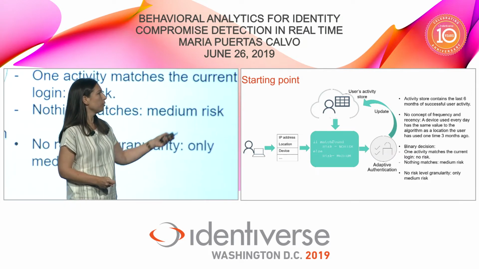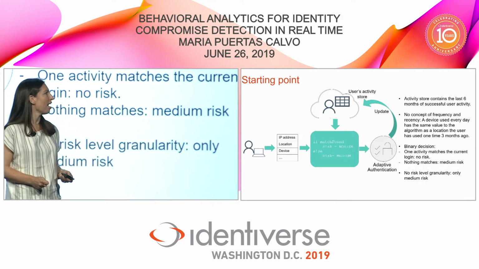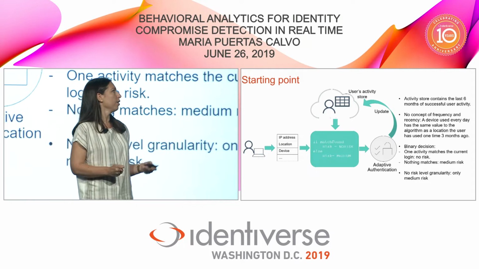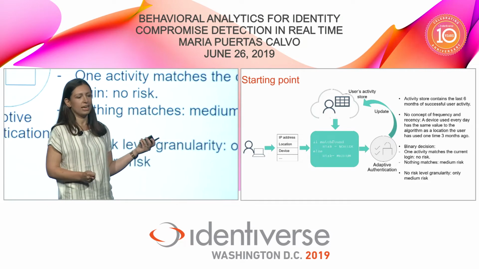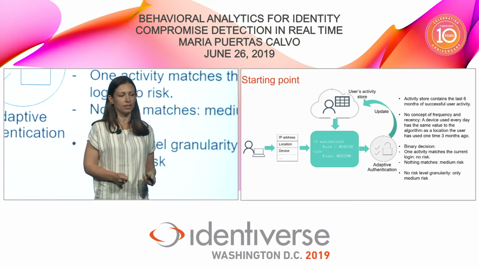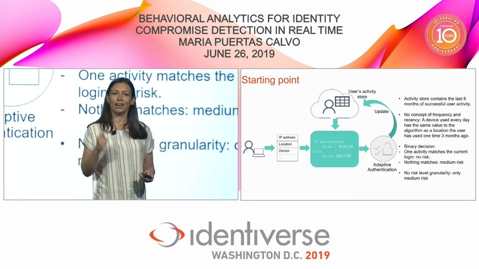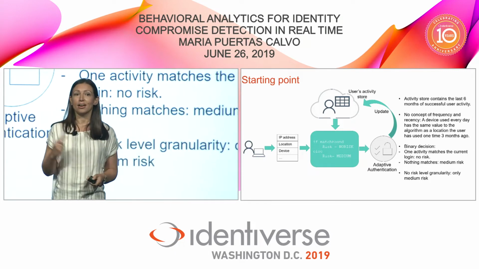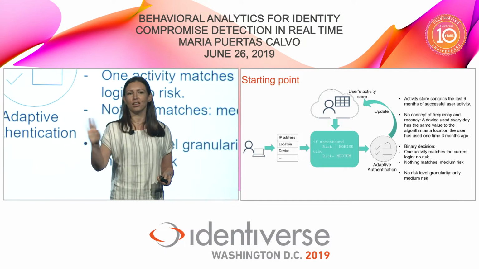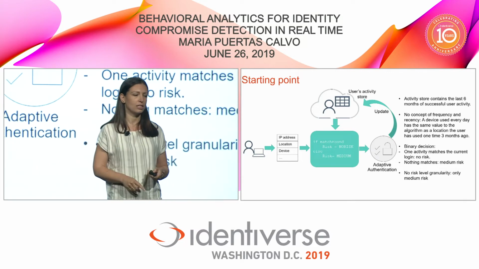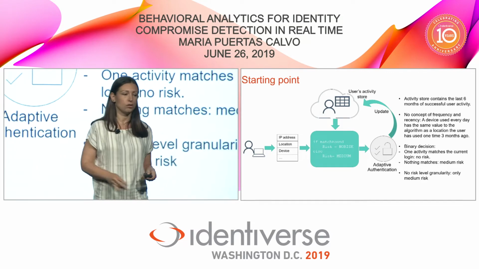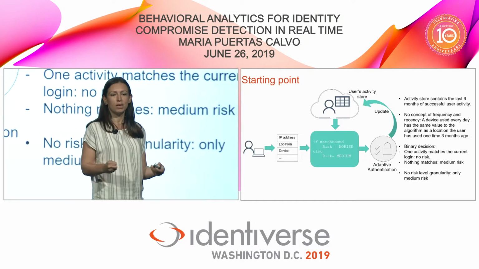So you can see in the blue box with code, if you can read that, we compare all the attributes of the sign-in with the past activity of the user, and if we find one thing that matches, and that could even be location, then we say that login is OK. It's fine, no risk. But if nothing matches whatsoever, then we say that that's medium risk.